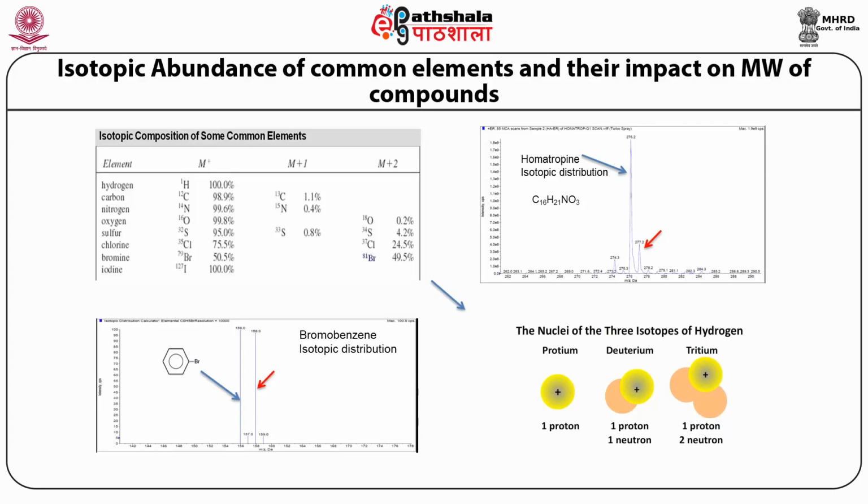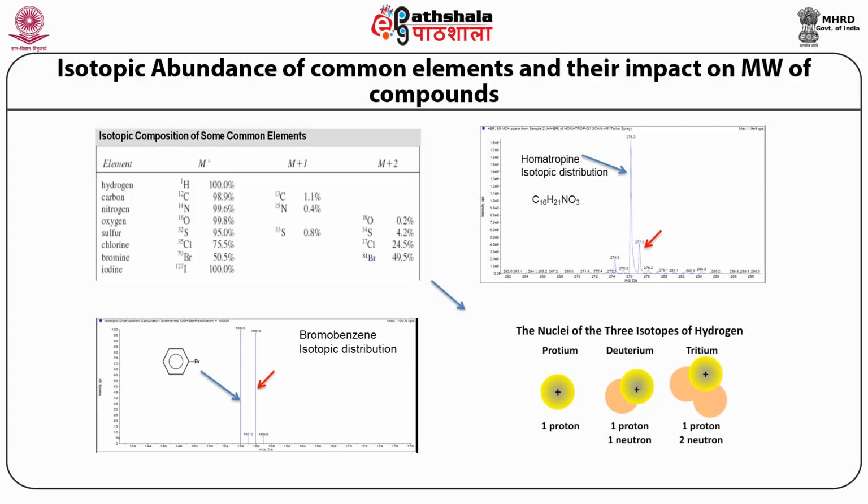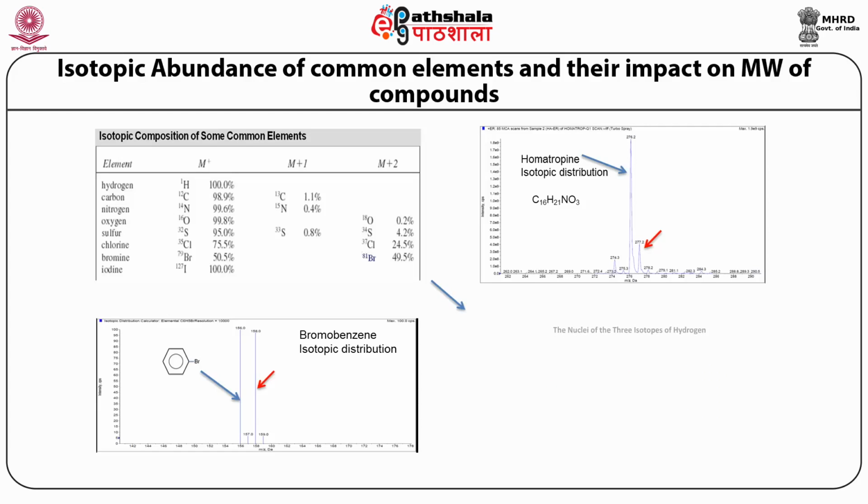For the nominal mass, we just take a nominal average of these molecular weights. But when it comes to mass spectroscopy, it's very important that we know the isotopic distribution. In this example in the upper right corner, you see homatropine, which is a drug. The molecular weight coming at 276.2 is the major isotope, and just next to it is 277.2, which is one molecular weight above the first isotope.